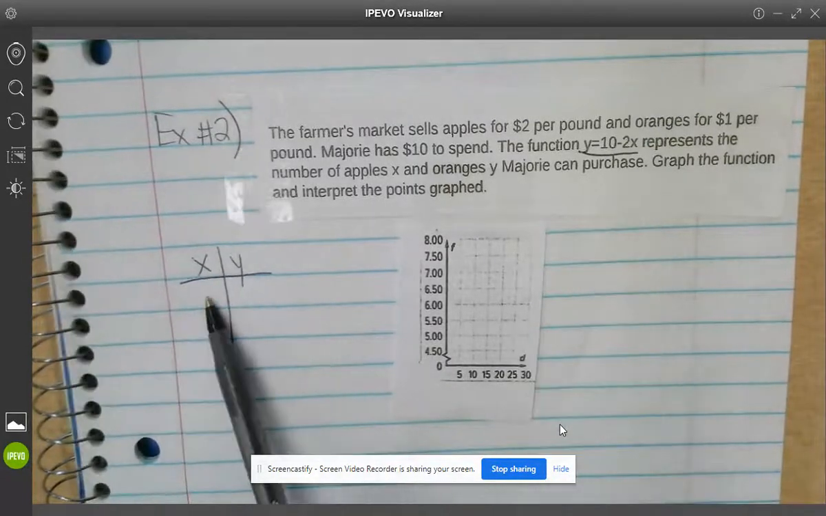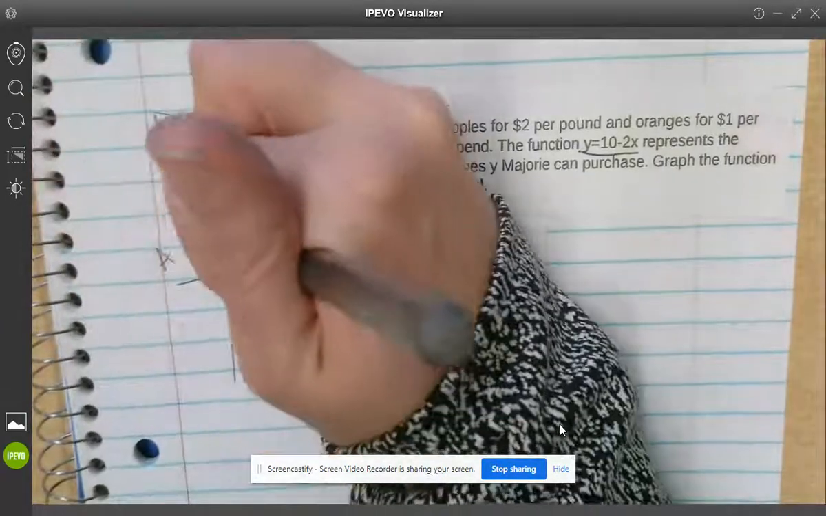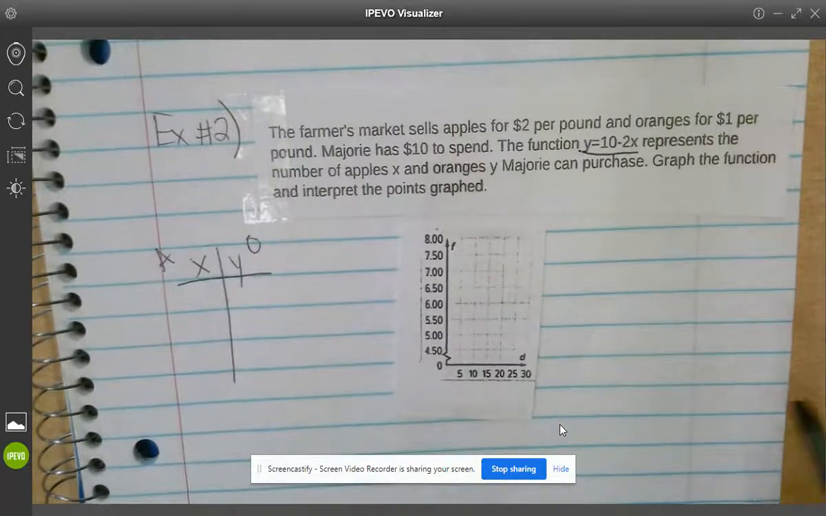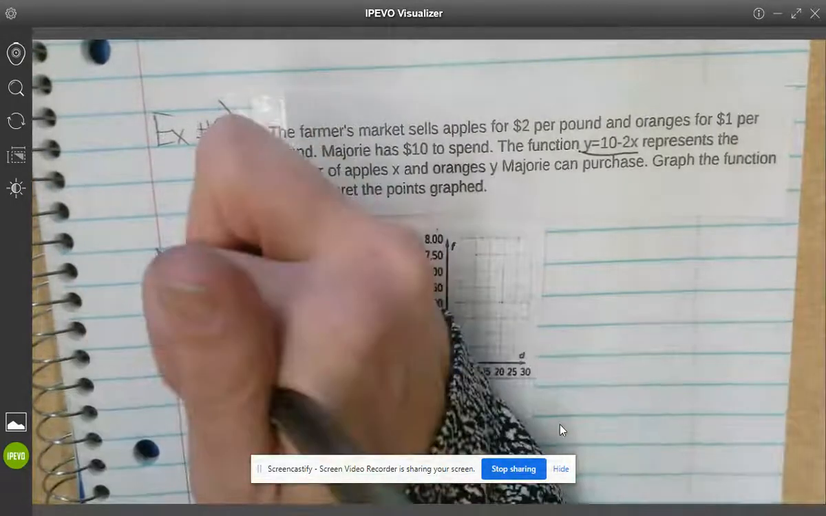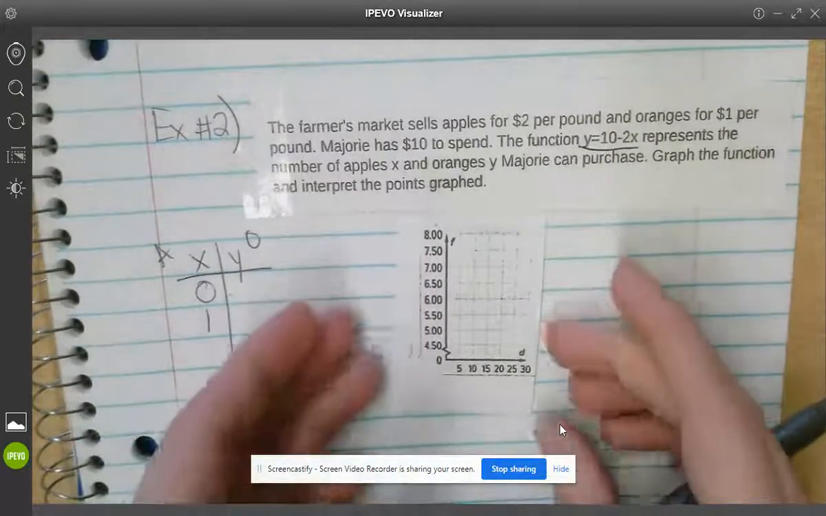So once again, I don't want to start out with -1 because x is the apples, y is the oranges. It doesn't make sense to have -1 apples, so I'm just going to do 0, 1. Actually, I put the wrong graph in here.